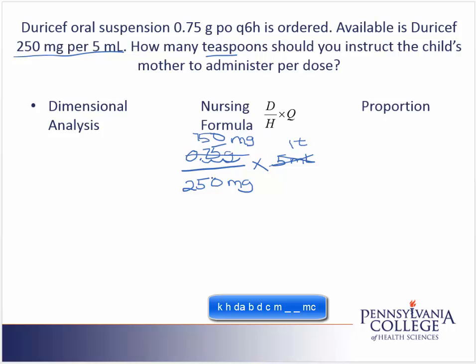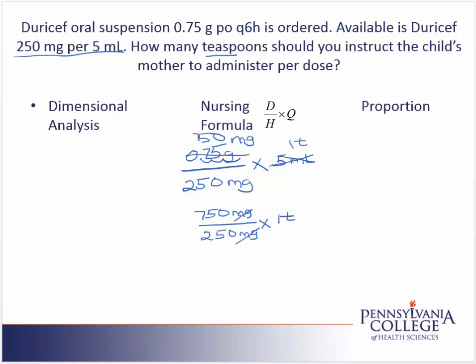I'm going to rewrite all that I've done so that you can see it clearly. The order has been changed using the metric line to 750 milligrams. That is the desired amount. What we have on hand is 250 milligrams, and that is in a quantity of 1 teaspoon. Now our milligrams clearly cancel, which is essential in the nursing formula. We can do the math, we multiply, and our label on our answer is teaspoons, so we end up with exactly 3 teaspoons.